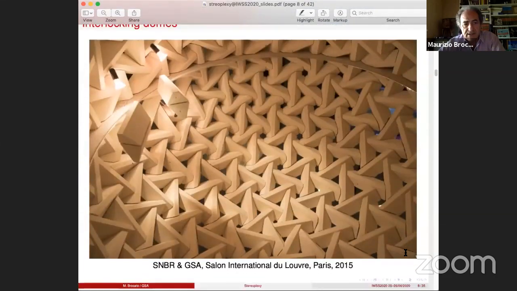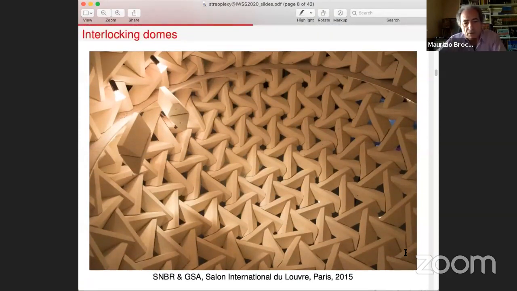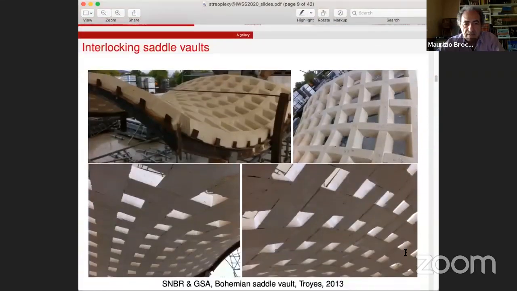This is another example of interlocking domes, much smaller. The presentation was done in the Salon du Louvre in Paris, just 1 meter span, but it's built with the same technique. This is a saddle vault, a Bohemian saddle, so to my knowledge, maybe the first and the only stone structure so far that does not have a synclastic shape, but an anticlastic shape.